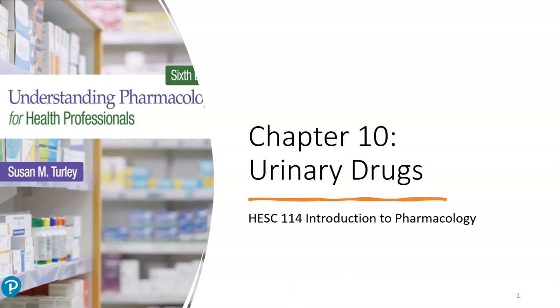SU23 Intro to Pharmacology, Chapter 10, Urinary Drugs. Chapter 10 covers drugs that impact the urinary system, which includes drugs used to treat disorders of the kidney, bladder, urinary tract, and BPH. The urinary system consists of the kidneys, ureters, bladder, and urethra.